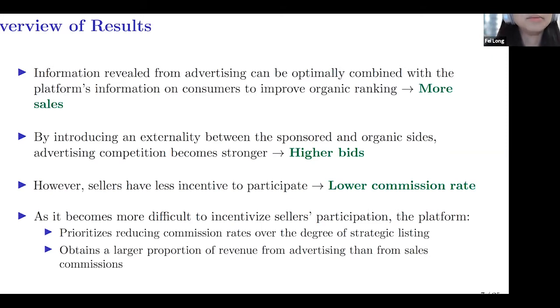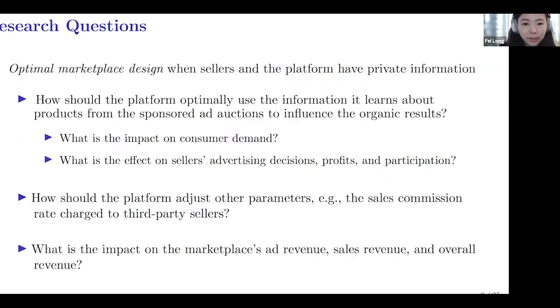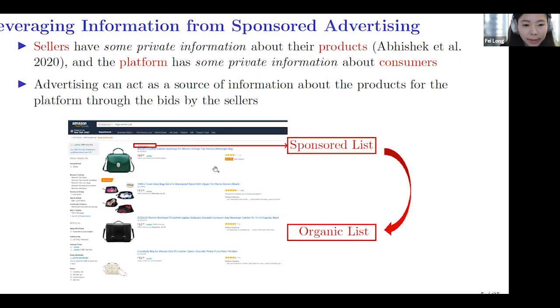Let me get to the question. What is an example of the type of information the seller had, but not the platform, without leveraging the sponsored listing? Great question. This is very important because this is sort of the key assumption. Think about the bag example, all right? So this bag.